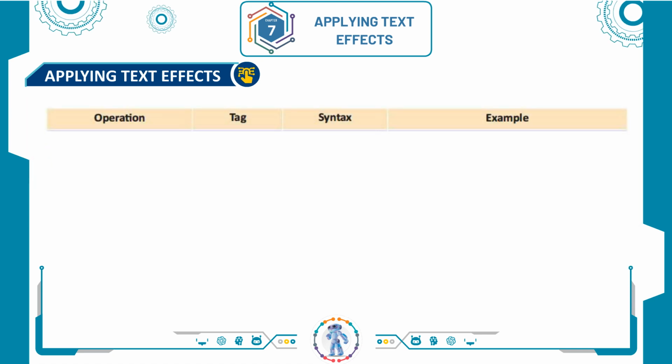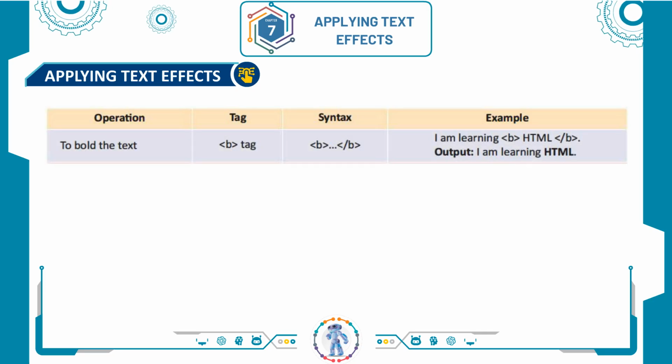Operation: tags. Syntax and example. To bold the text, use the <B> tag: <B>I am learning</B> HTML. The output is: I am learning HTML.